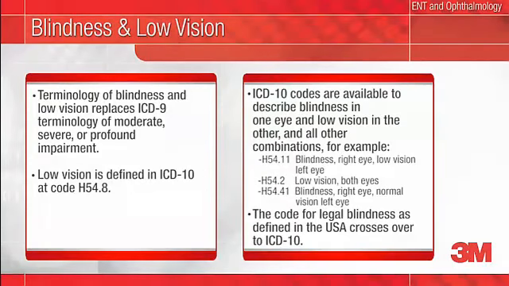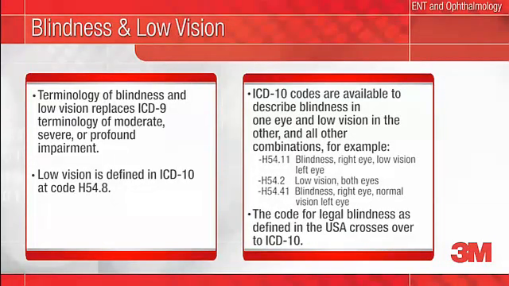The definition of low vision is easily located in the ICD-10 codebook at code H54.8. Here you will find a table listing categories of visual impairment with associated visual acuity with best possible correction. Low vision comprises categories 1 and 2 in the table.